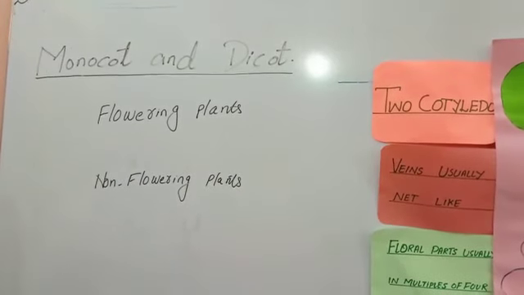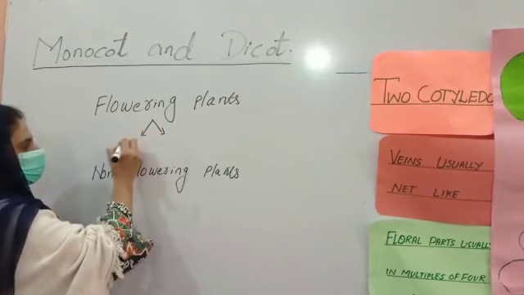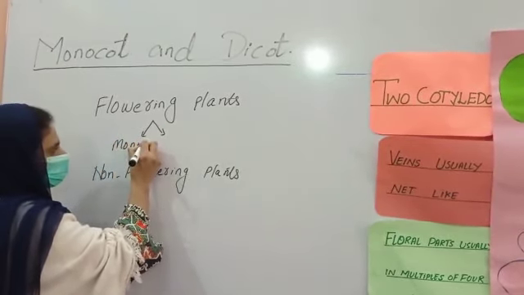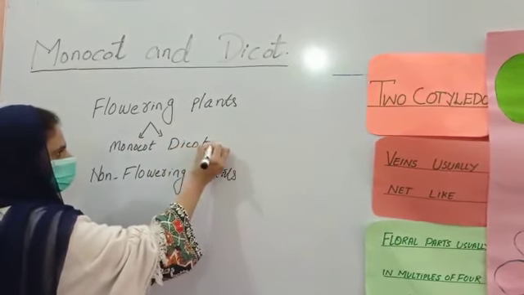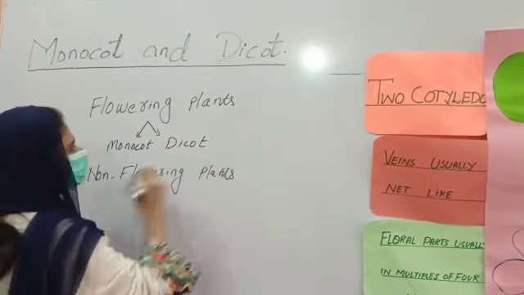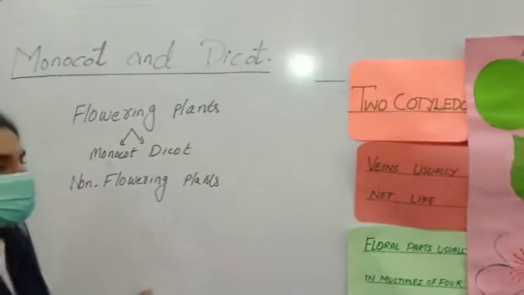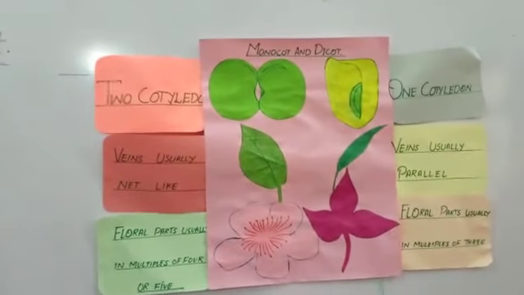Now, monocot and dicot are subtypes of flowering plants. Now I will explain monocot and dicot to you through this chart.